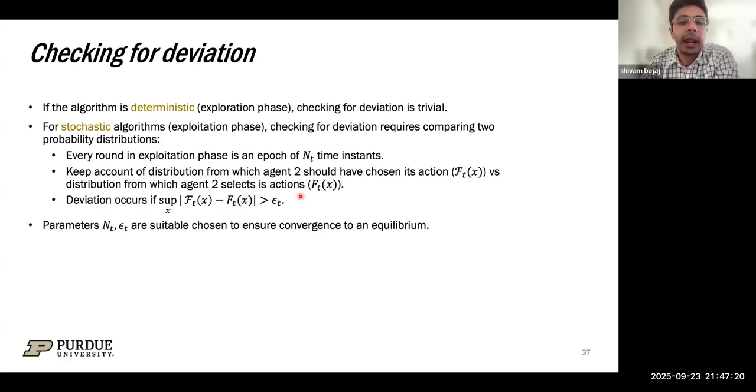Okay, and then after every NT time instance, every agent will check this difference. If this difference is greater than a certain threshold epsilon, then we say that deviation has occurred. And these parameters nt and epsilon t are dynamic, so basically they're changing with time. In these slides, I'm not actually talking about how we design these parameters, but they are suitably designed to ensure convergence to an equilibrium, right?